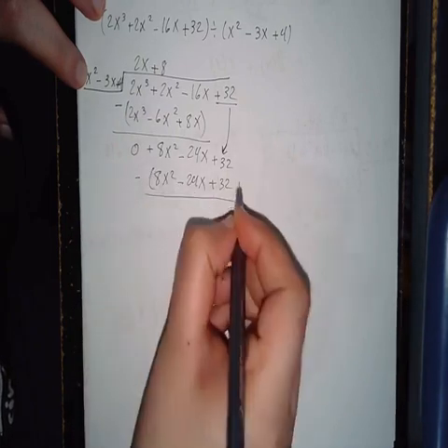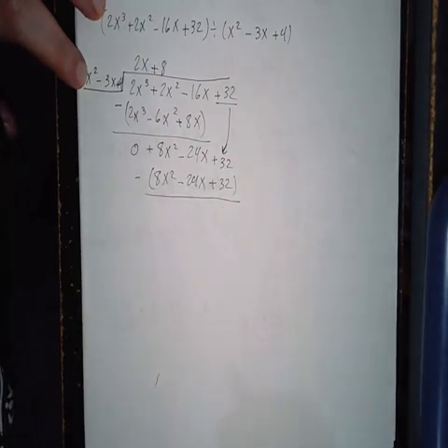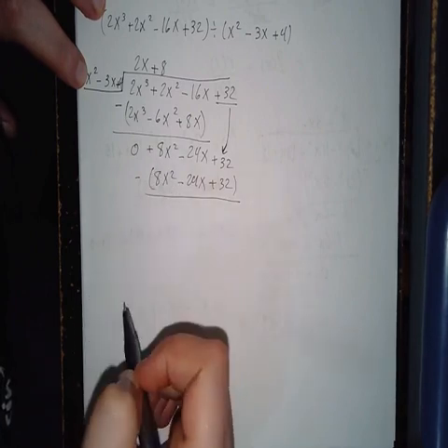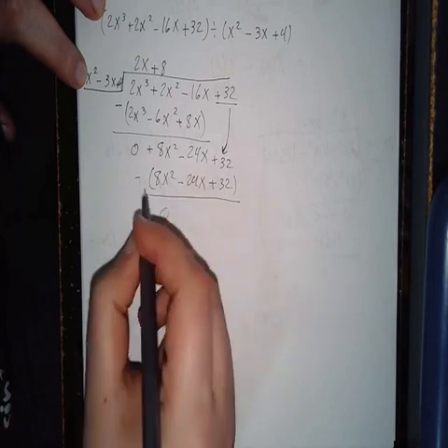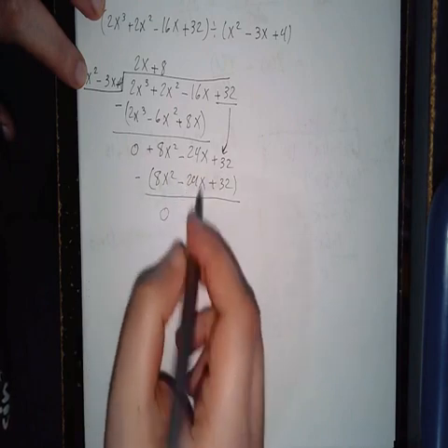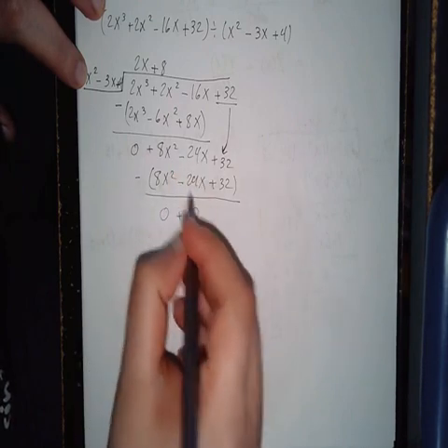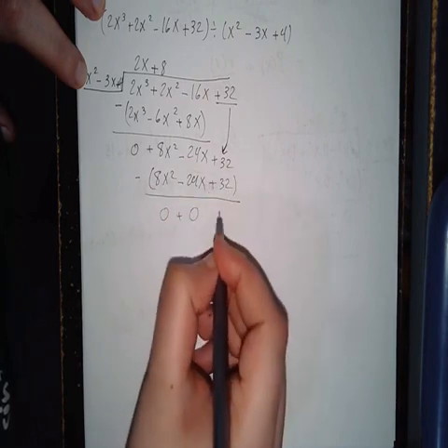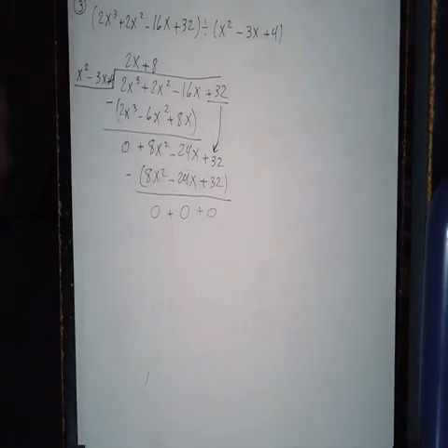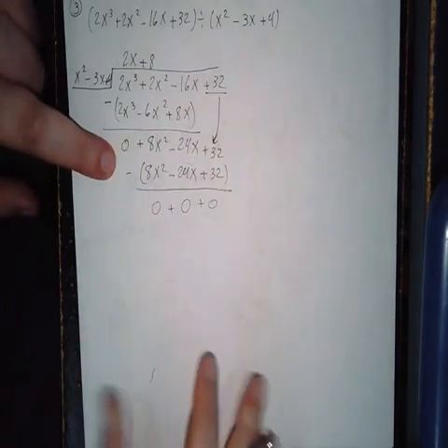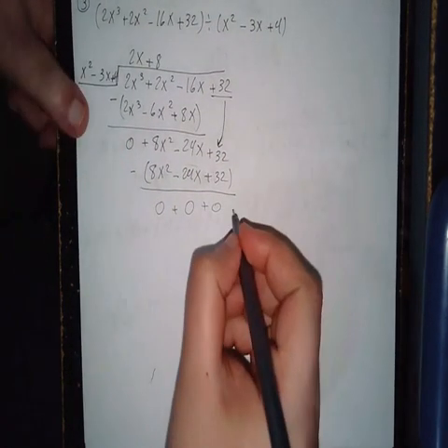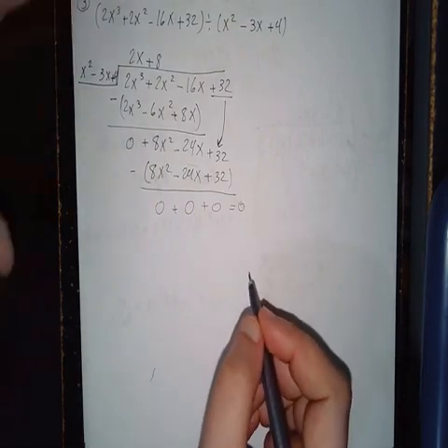Well, look at how nice this one is. Yeah? 8x squared, they're going to cancel. 0. Negative 24x, which turns positive after the subtraction, means they cancel. And this one also turns negative, which means they cancel. You subtracted the exact same thing from itself. So the result is 0. That means you have no remainder.